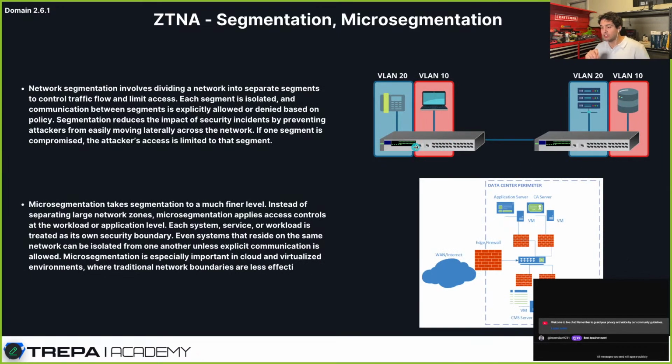Okay, Zero Trust network architecture. Now we're going to talk about segmentation in a traditional environment versus a cloud environment. So in a traditional environment, we have traditional segmentation using something like VLANs and access control lists. This is going to segment at layer 2.